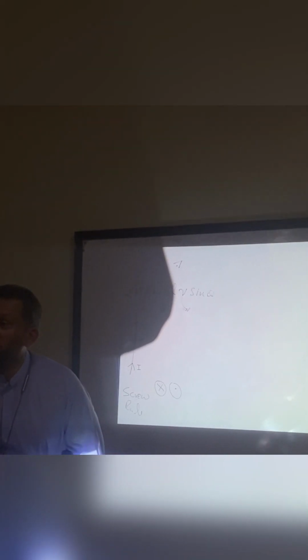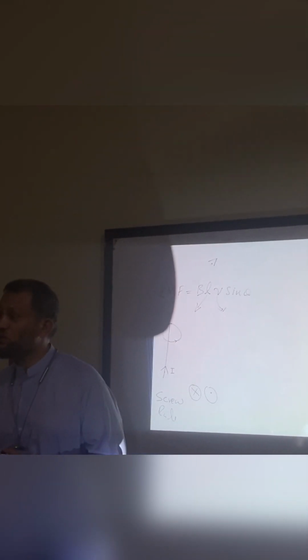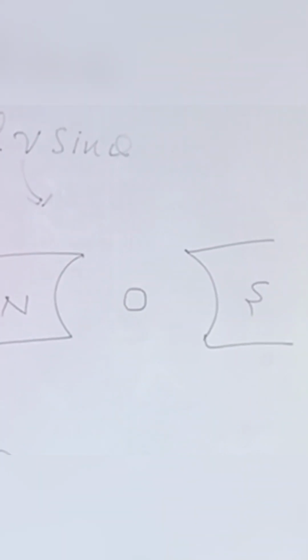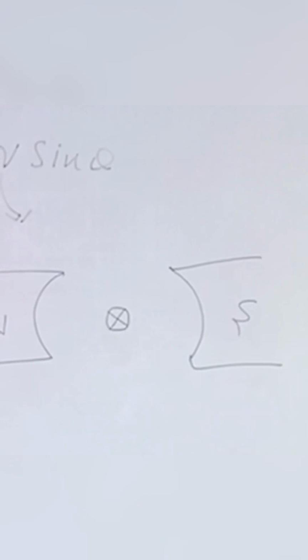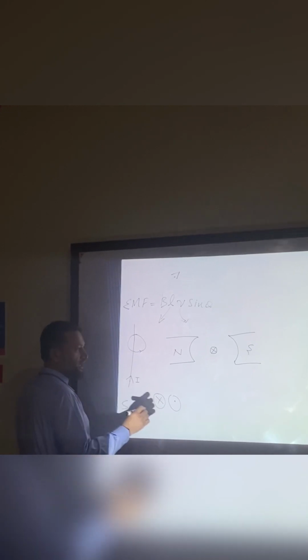Now I am going to explain how and why this force is exerted on this conductor. Understand my point? So look here, very, very important. North, south. And this is the conductor, for example, and the current is a cross. What does cross mean? Inward direction, away from me.